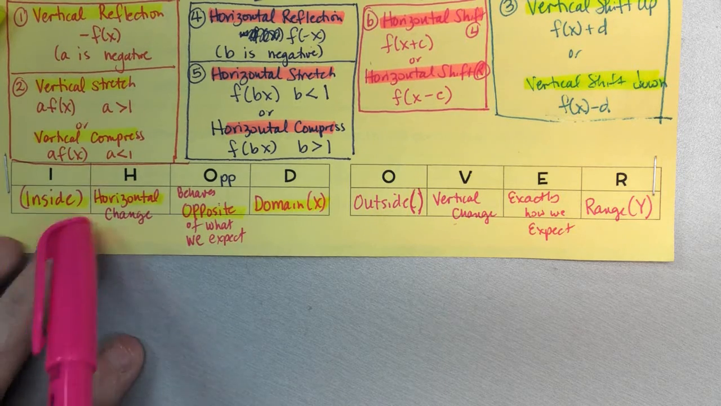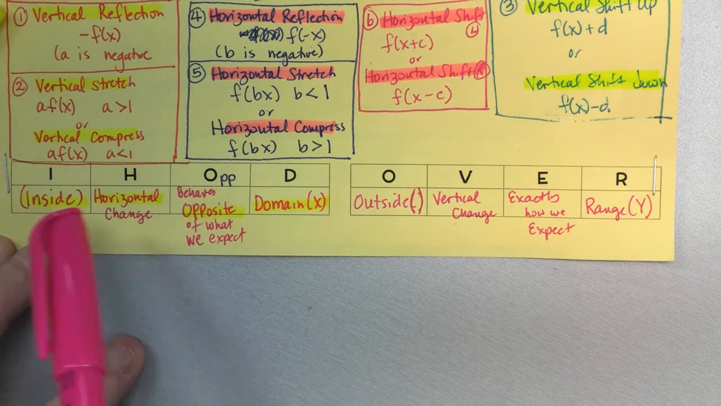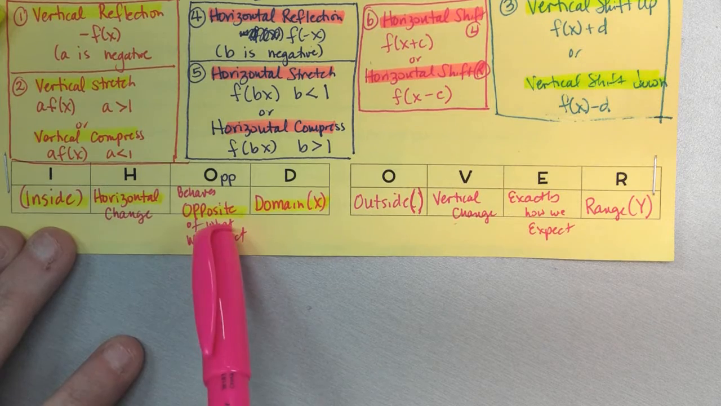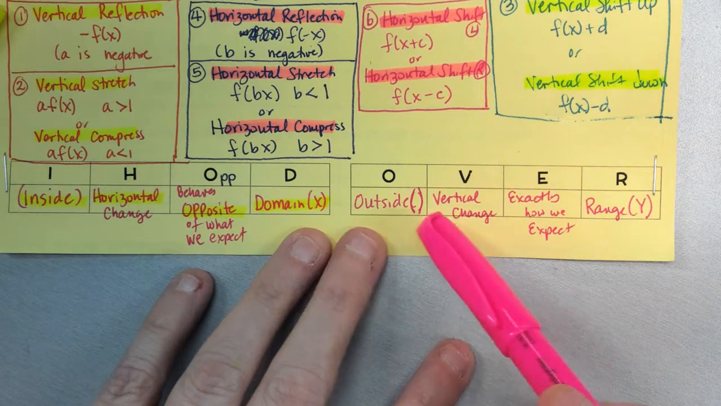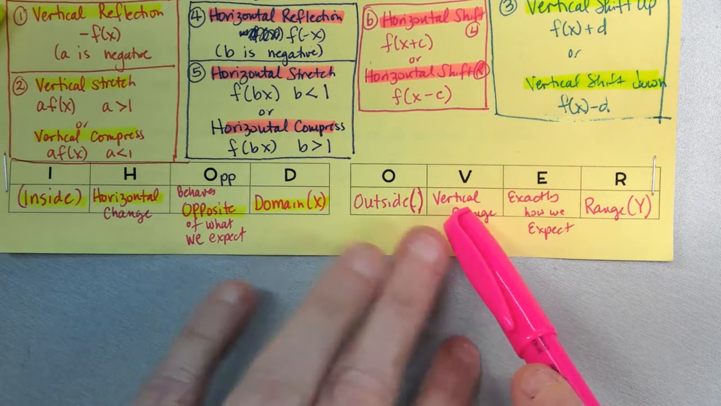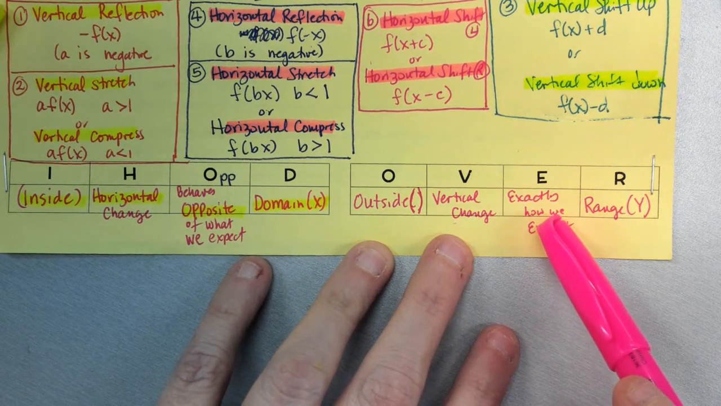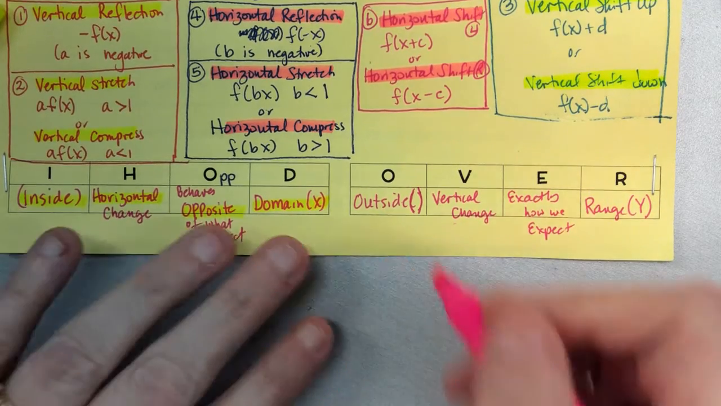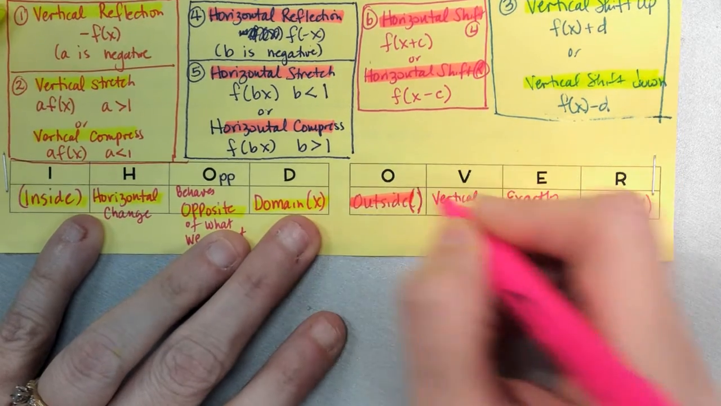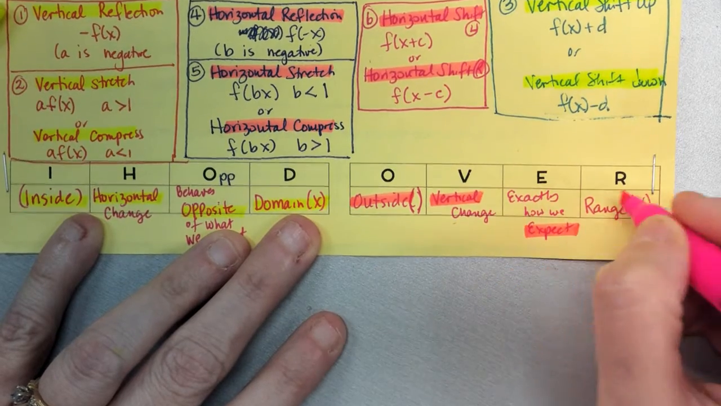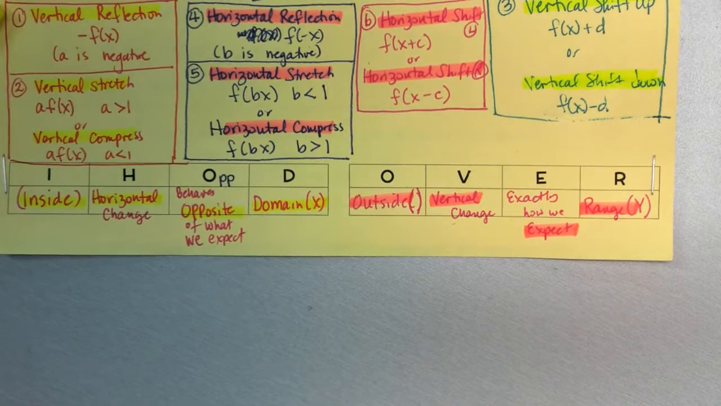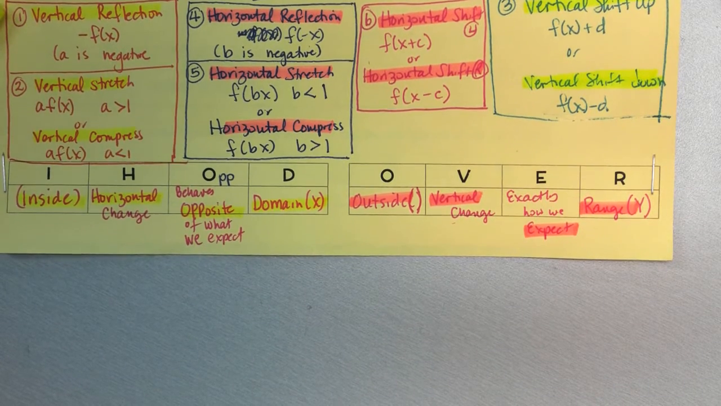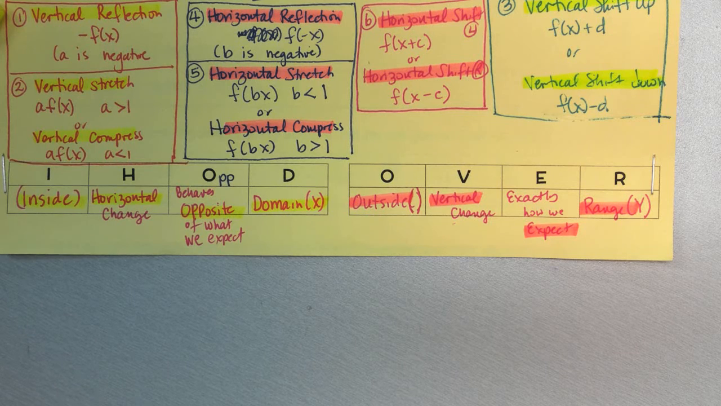Okay, so if it's inside parentheses, it's a horizontal change. It's going to behave the opposite of what you expect, and it's affecting your domain, your x values. If it's outside the parentheses, it's a vertical change. It's going to behave exactly how we expect it to, and it affects our range, our y values. So this is O for outside, V for vertical, E for expect, R for range. Okay, so that's one way to remember it. Honestly, it's probably better than the other way I'm going to show you.